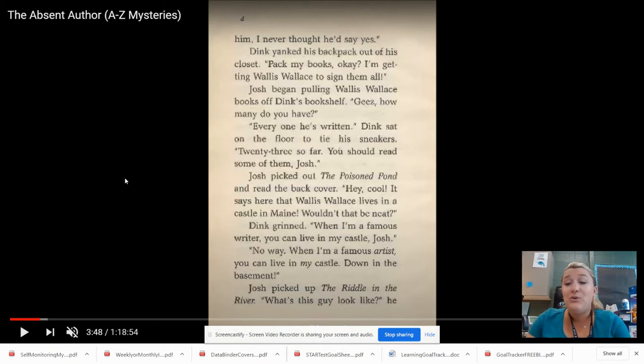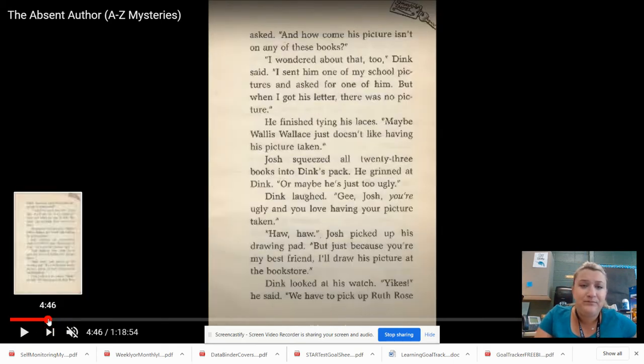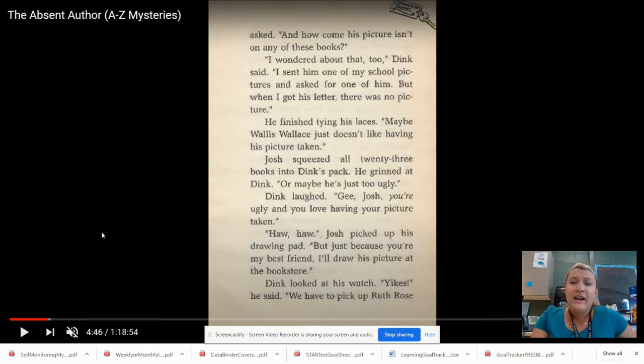No way. When I'm a famous artist, you can live in my castle. Down in the basement. Josh picked up The Riddle in the River. What's this guy look like? He asked. And how come his picture isn't in any of these books? I wondered about that too, Dink said. I sent him one of my school pictures and asked for one of him. But when I got his letter, there was no picture. He finished tying his laces.